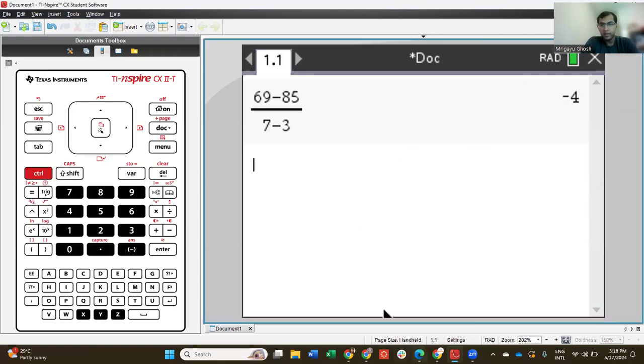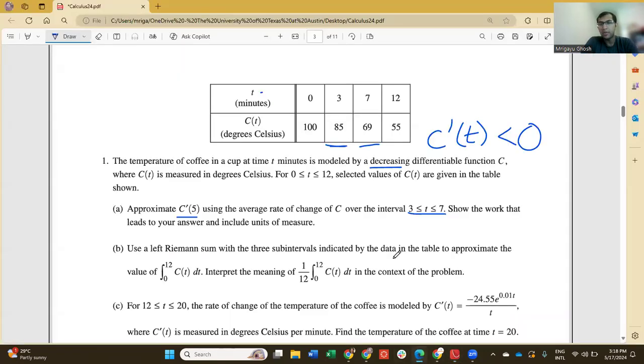So again, I'm not showing all my work here, but everything that I'm doing in my calculator is the work that you would include. Because I'm trying to write with my fingers on my screen, it's just a little bit ugly, but hopefully you can bear with that. C prime of 5 will be -4 approximately.